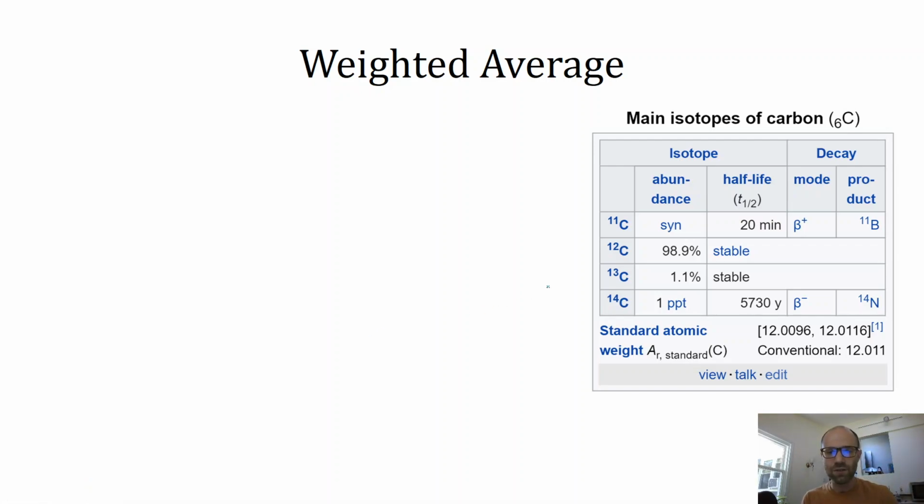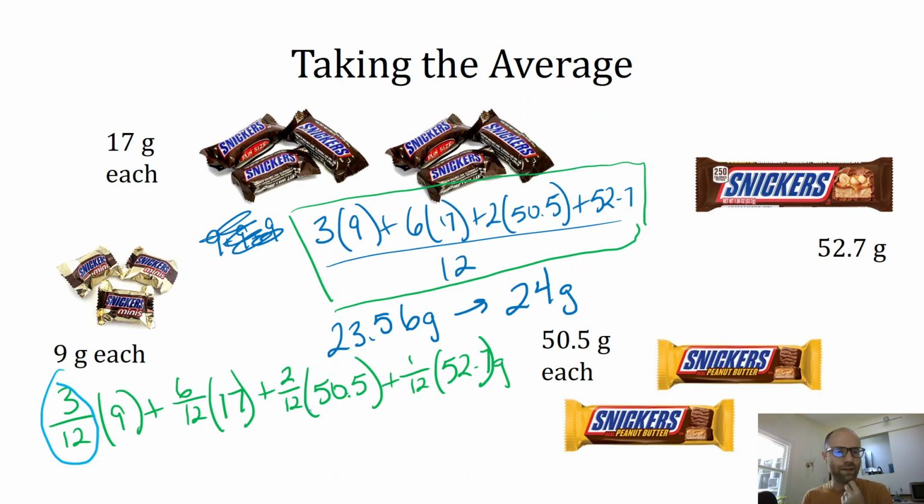So going back to our formula, or data here from Wikipedia, this carbon-11 is synthetic in abundance, so we're not going to count it. And the carbon-14 is 1 part per trillion, so it's way too small to actually impact our math at this level of significant figures. But we're going to do the same thing as before, where we talk about the percentage or the fractional composition and multiply it by the mass to get our weighted average. It's fraction times mass.